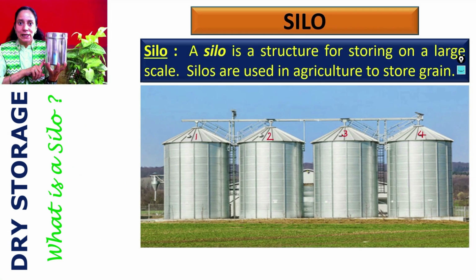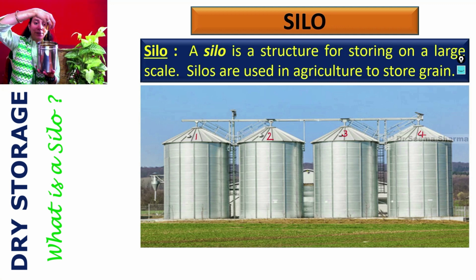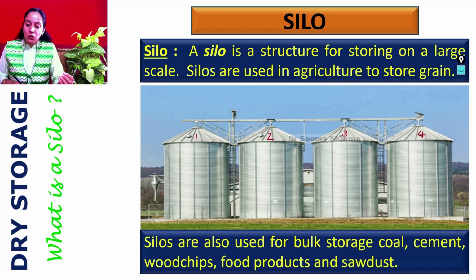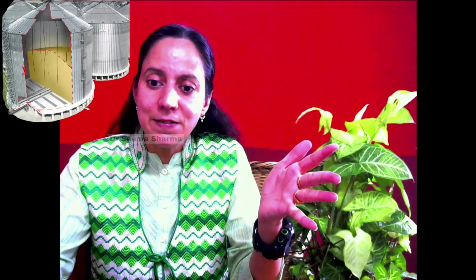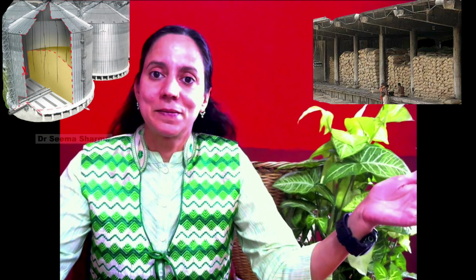ये हमारे किचन में metallic container है to keep our pulses generally. तो इनका कंटेनर कितना बड़ा है? अप टू 3-4 बिल्डिंग्स जिसमें ड्राई ग्रेन्स स्टोर करते हैं. नाउ silos are not only used for storing grains, they are also used for storage of coal, cement, wood chips and food products, sawdust, etc. So these are silos. Silos are specially designed containers, and granaries are specially designed places.